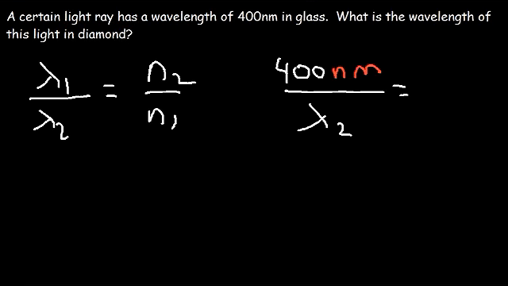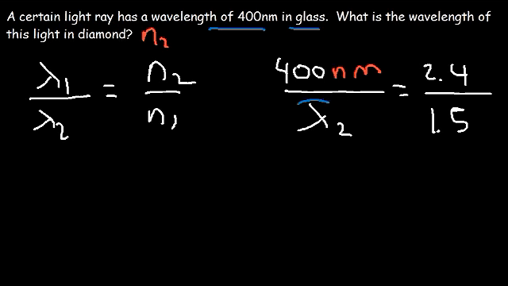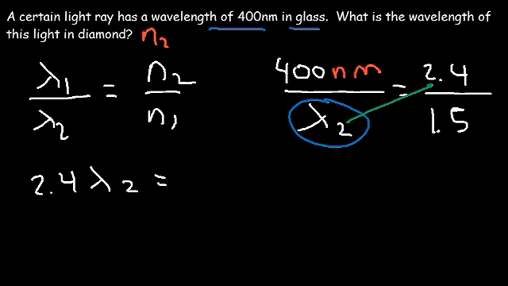Now, lambda 1 corresponds to n1. So the 400 nanometers, that wavelength is associated with glass, and the index of refraction for glass is 1.5. The index of refraction for diamond, which is associated with n2, is about 2.4. So now all we need to do is solve for lambda 2. That's the wavelength of light in diamond. So let's cross multiply. It's going to be 2.4 times lambda 2, and that's equal to 400 times 1.5.